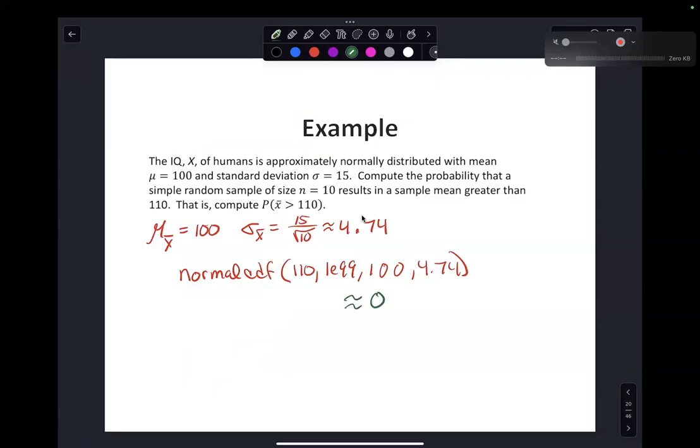Okay. 0.0174. So good job. So we have about a 1.74% chance of randomly selecting 10 people and their sample mean being greater than 110 for their IQ. Questions on this?